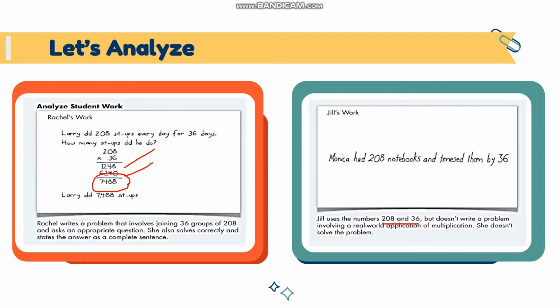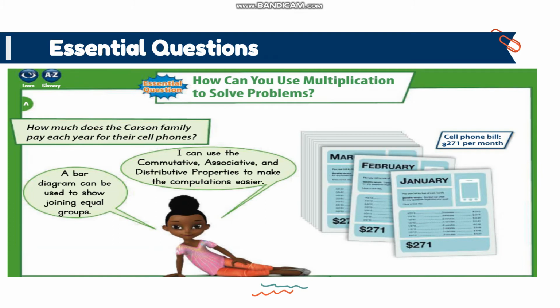It means she did not follow the instruction. So she doesn't solve the problem also. So the correct answer is Rachel's work. So how can you use multiplication to solve problems? How much does the Carson family pay each year for their cell phones? So you can use the commutative, associative, and distributive property to make the computation easier.